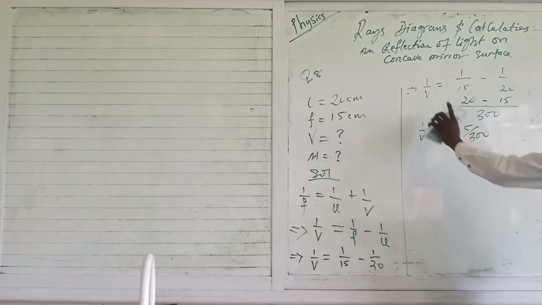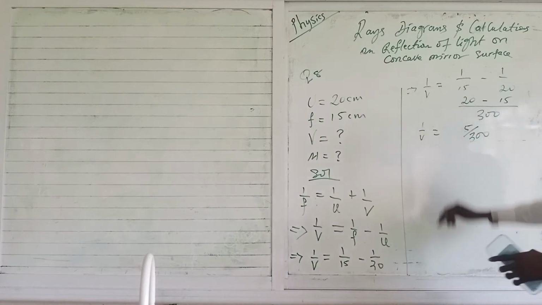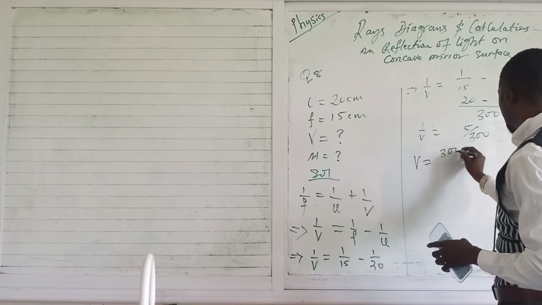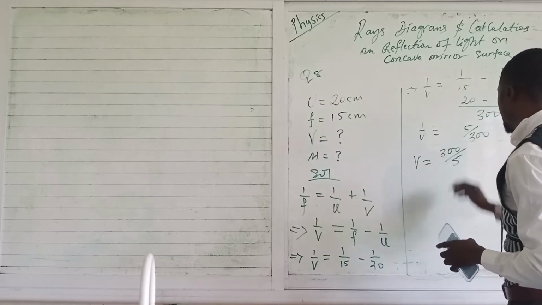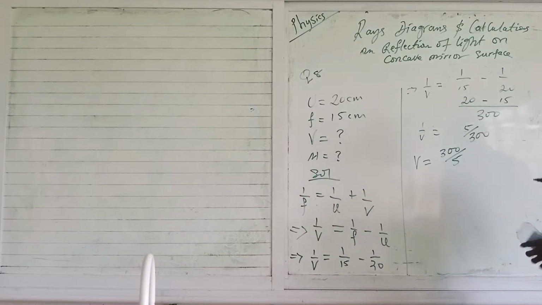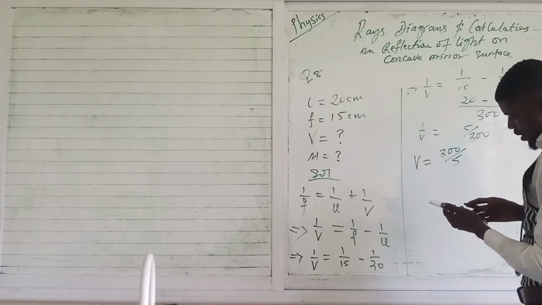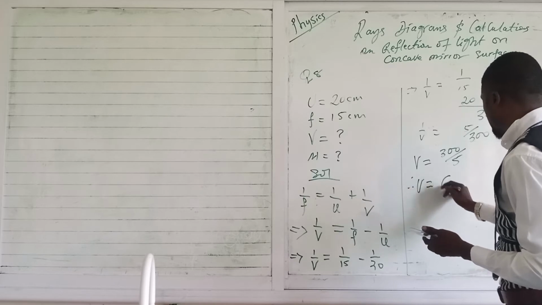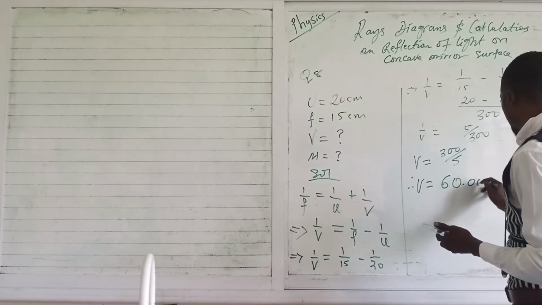However, you're not looking for 1 over V, you have to reciprocate your V. So you have your V is equal to 300 divided by 5. That's supposed to give us 60. Let me try and see. Divided by 5. Yes, I'm correct. Therefore, our V is equal to 60 cm.